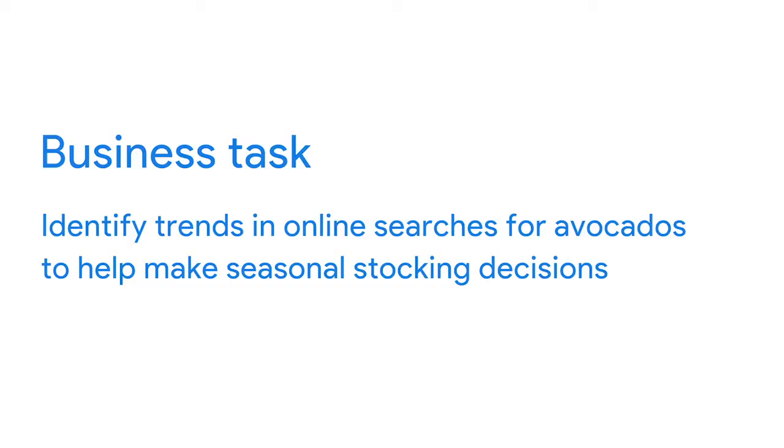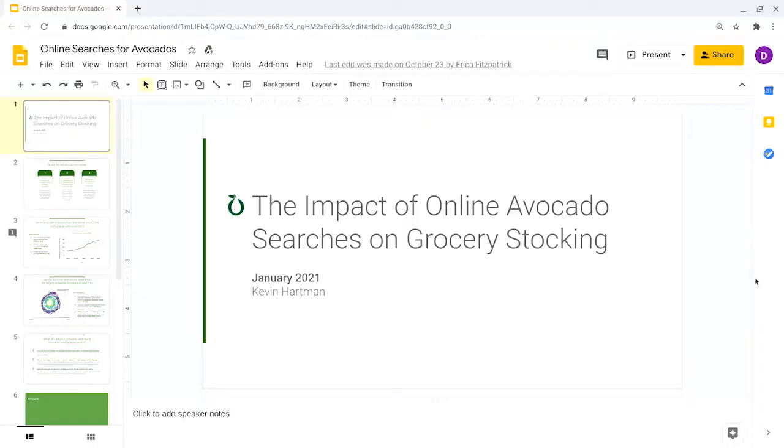This makes your presentation more informative and helps you empower your audience with knowledge. That's why understanding the business task early on is key. Here's an example. Let's say we're working with a grocery store chain. They've asked us to identify trends in online searches for avocados to help them make seasonal stocking decisions. During our presentation, we want to make sure that we continue focusing on this task and framing our information with it. Let's check out this example slide presentation.